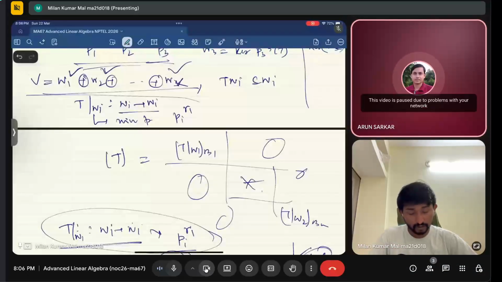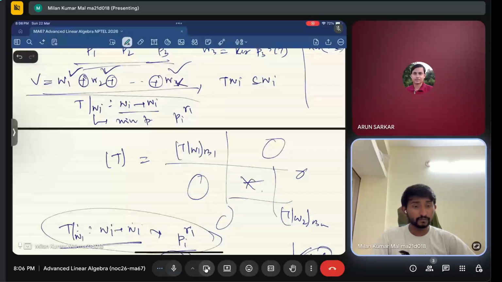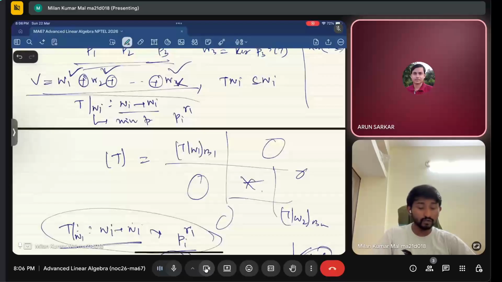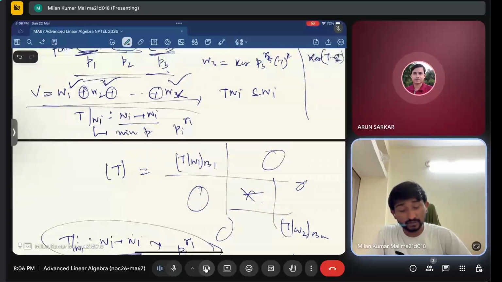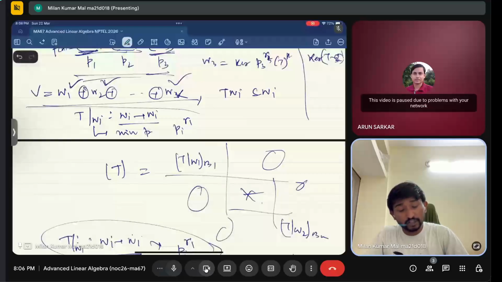Obviously, of course. So that's the purpose, to give the primary decomposition theorem. So that's why you are getting this. The primary decomposition theorem says it this way. Our target is to give the simplest form of each of the blocks, right?